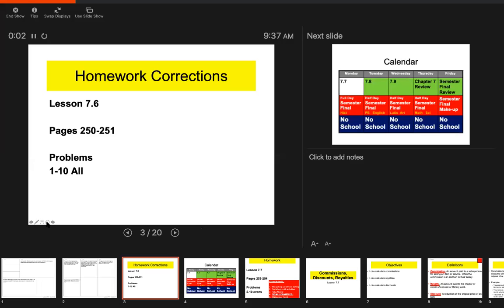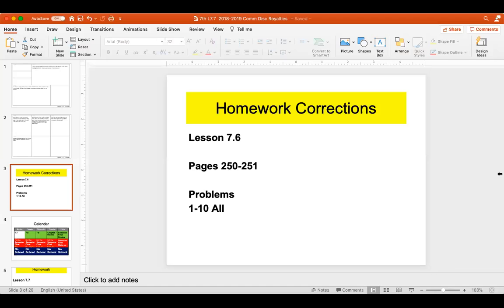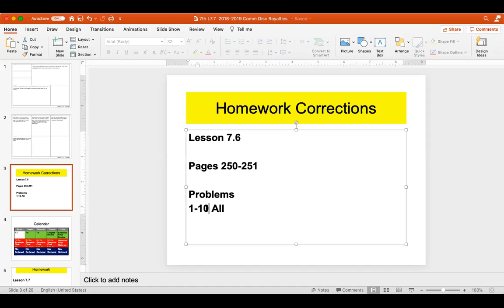All right, questions on the homework? Number 5. You said 1 through 8, evens? You said 1 through 8 all. Let's see what I said. I absolutely said 1 through 8 all. He is correct. I don't know why it says 1 through 10. So let's fix that: 1 through 8 all. There we go. Thank you.